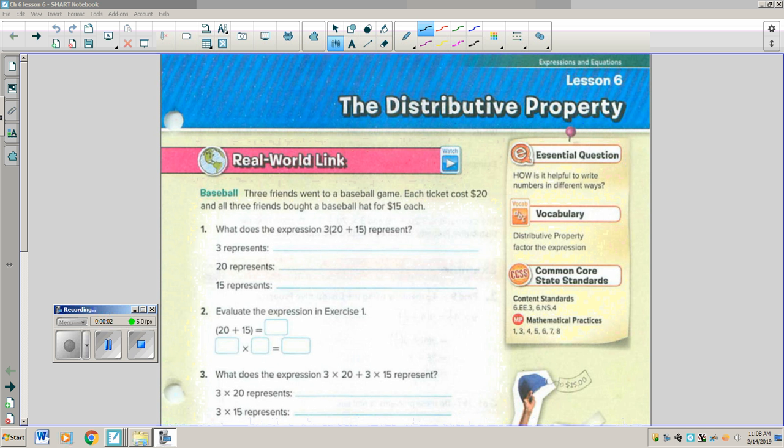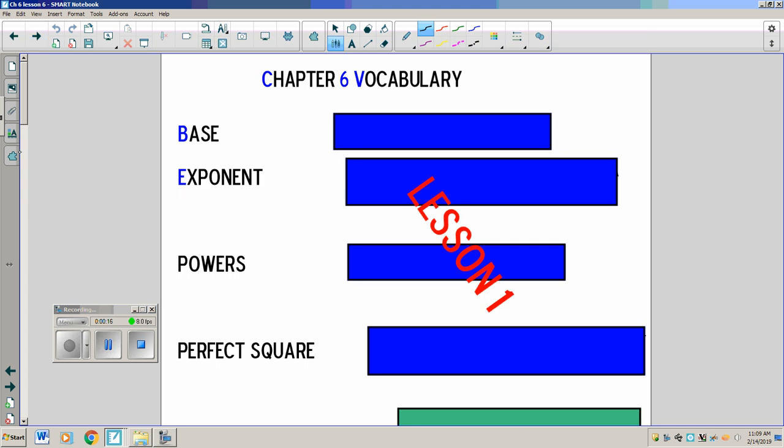Chapter 6, Lesson 6. This time we're going to be working on the distributive property, and this is an important property that you're going to use a lot in this math class and in your future math classes. Let's take care of the definitions.